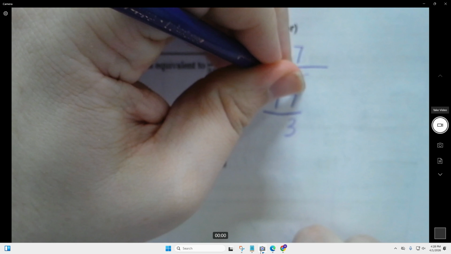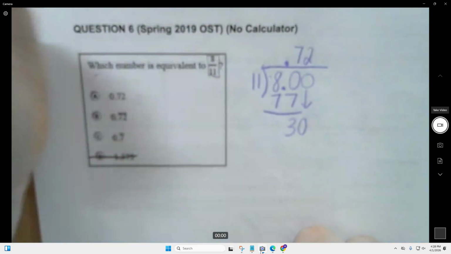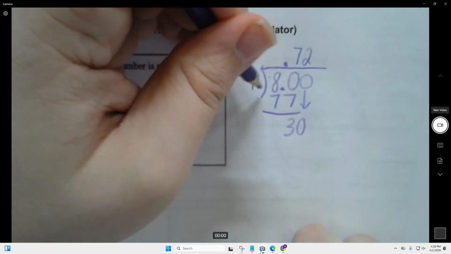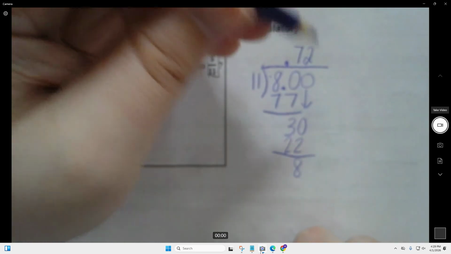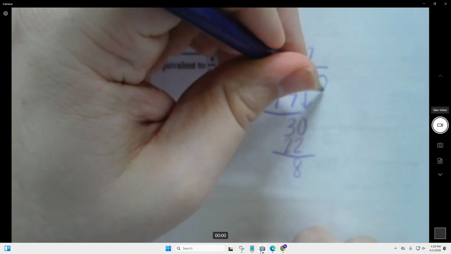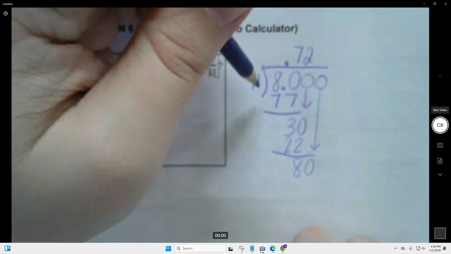We're not done. We still have a remainder, so we add another 0, bring it down. How many times does 11 go into 30? 2. So, 11 times 2 is 22. That gives you 8. Add another 0, and wow, I can see how this is going to end. Bring it down. How many times does 11 go into 80? We've done this already. 7. 11 times 7, 77. You can keep going on this over and over again.